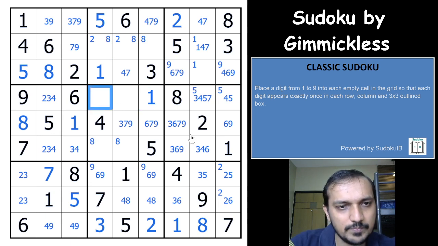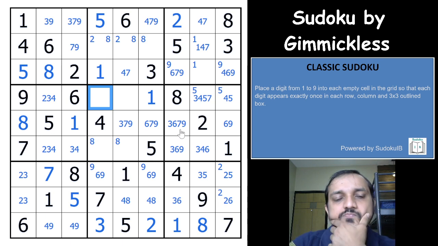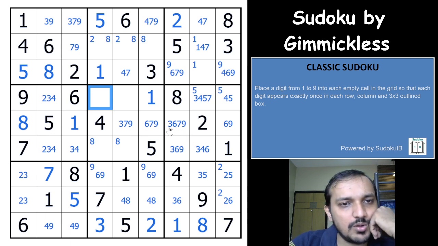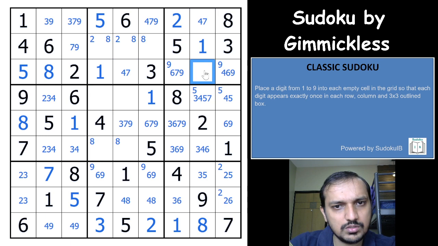Okay, come on. So whatever you have here, this cell is not a 1, so this is a 1 now. You cannot have a 1 here. Okay, 4, 6, 7 and 9. 9 is not possible. 4, 6 and 7.